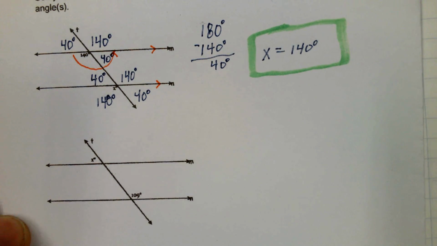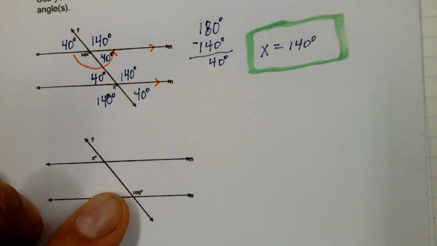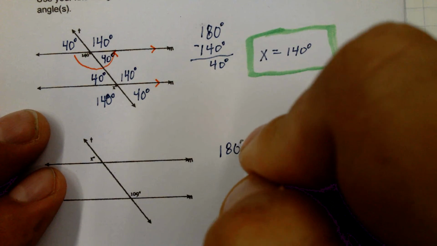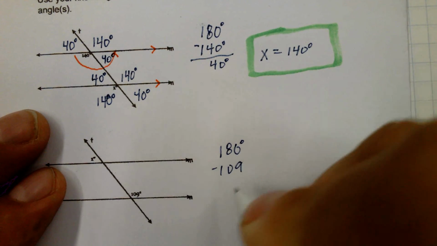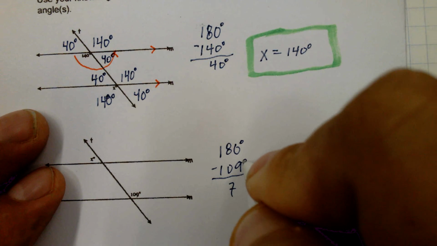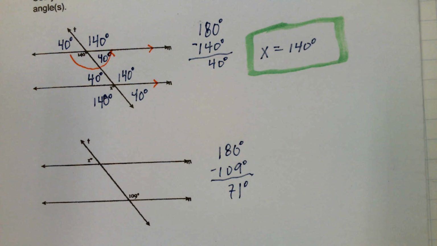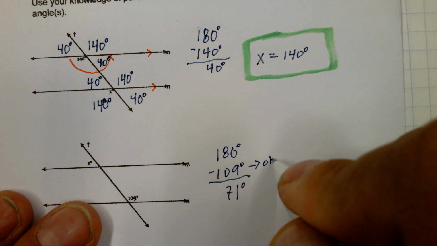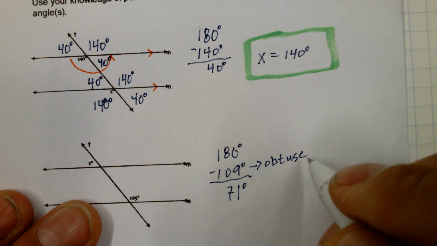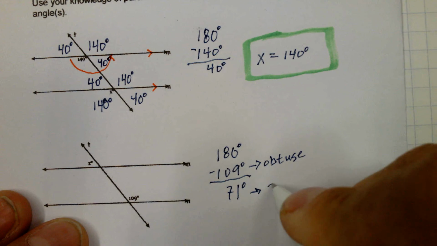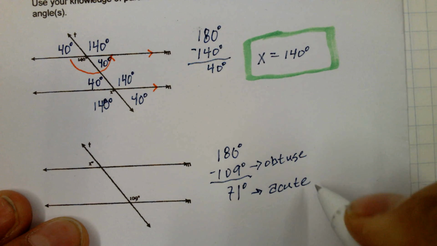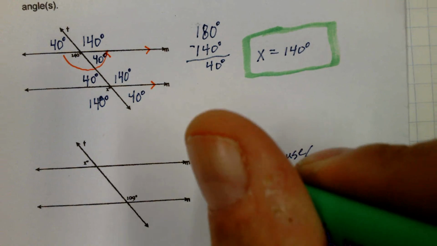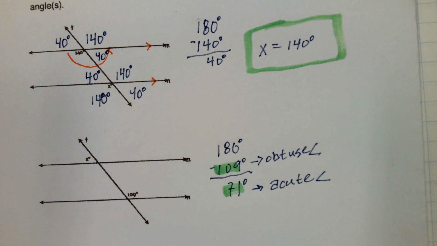We have 109. So let's figure out 180 minus 109. What was that again? 71. Yeah, thank you. All right. So that means the obtuse one is 109. The acute angle is 71. So let's just fill in all of our angles.